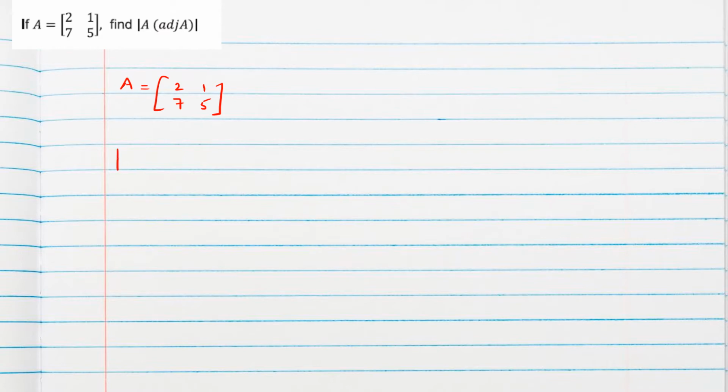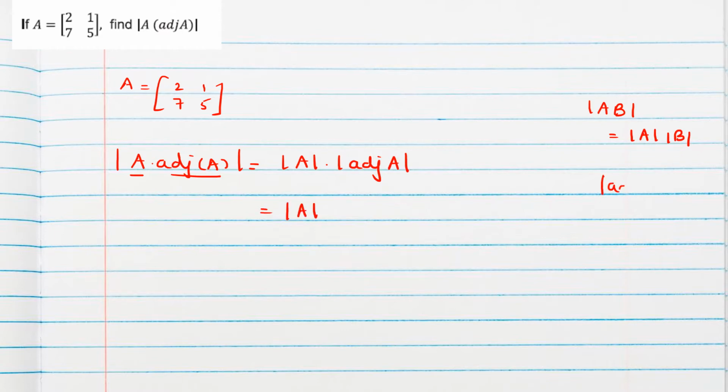So by using the property of adjoint, A into adjoint A. This is multiplication of matrices, isn't it? A is a matrix, adjoint A is a matrix. Multiplication of matrices means, suppose determinant of AB, we can write determinant A, determinant B. So here also we will write determinant A into determinant adjoint A. This will be the first step. Then determinant adjoint A, we have a property. This is equal to determinant A power n minus 1, where n is the order of the matrix.